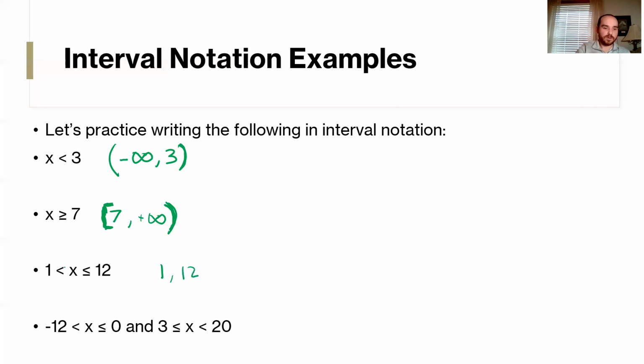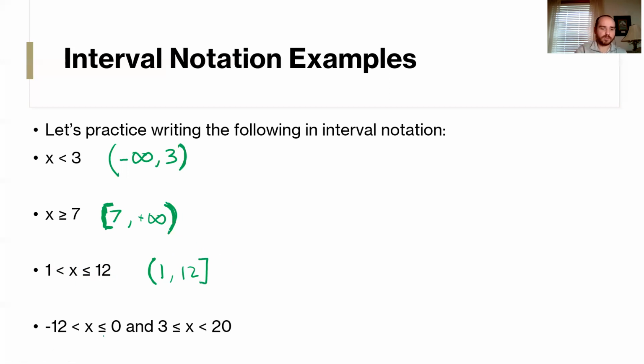Okay. Now, x must be greater than 1. It can't be equal to 1. So we need to use a normal parentheses on the 1. But x can be equal to 12. It's less than or equal to 12. And since it can be equal, we're going to use a square bracket. Okay. So that's all you have to do for that one.